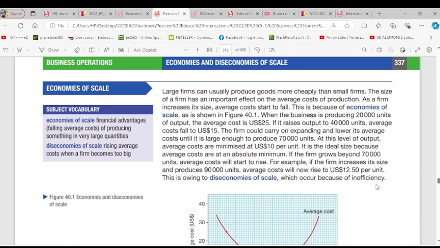Large firms can usually produce goods more cheaply than small firms. The size of a firm has an important effect on the average cost of production. As a firm increases its size, average cost starts to fall. This is because of economies of scale. As a firm starts increasing its scale of operations, it is expected for its average cost of production to fall. Because as soon as you increase your output, the cost for each unit will start reducing. That is what reduction in the average cost of production means. So that is economies of scale. Do you get the point?